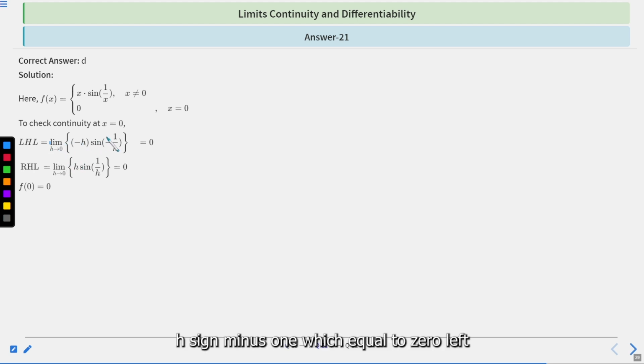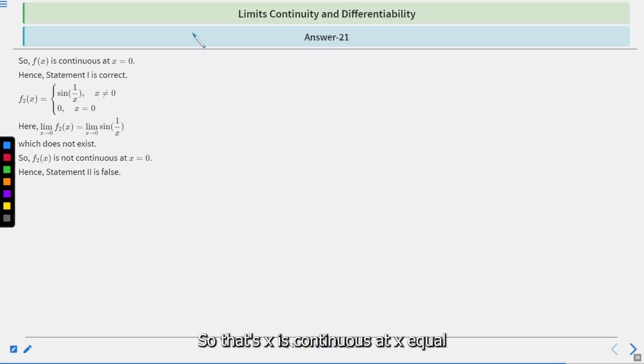limit h tending to 0 of minus h sin(minus 1/h) equal to 0. Clear? And right hand limit, h tending to 0, h sin(1/h) is equal to 0, and f(0) is also 0. Clear? So f(x) is continuous at x equal to 0, hence statement 1 is true.